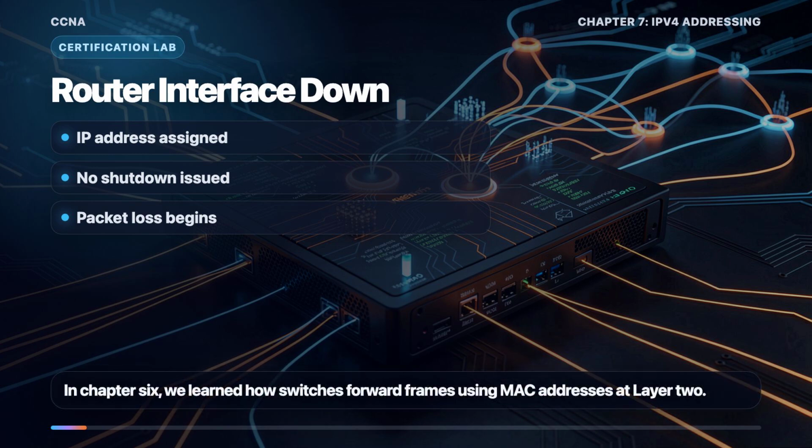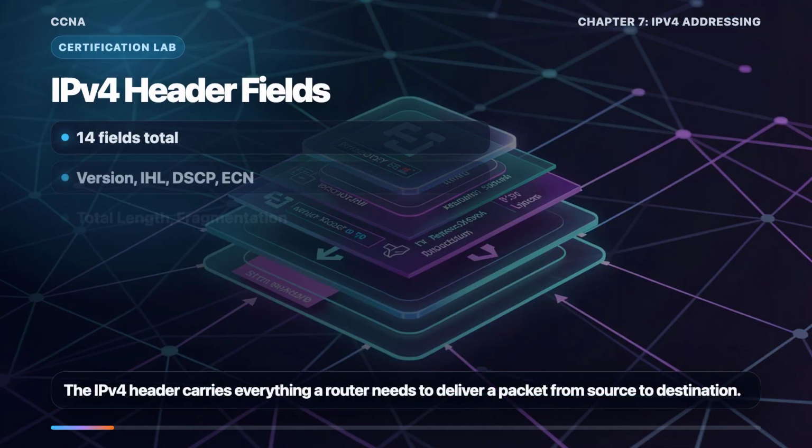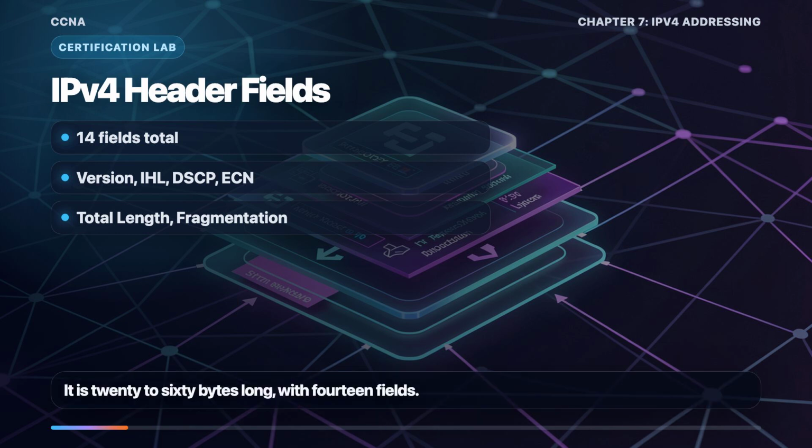In Chapter 6, we learned how switches forward frames using MAC addresses at Layer 2. Now we move up to Layer 3, where routers use IP addresses to make forwarding decisions. This is the foundation of every network on the planet. The IPv4 header carries everything a router needs to deliver a packet from source to destination. It is 20 to 60 bytes long, with 14 fields.